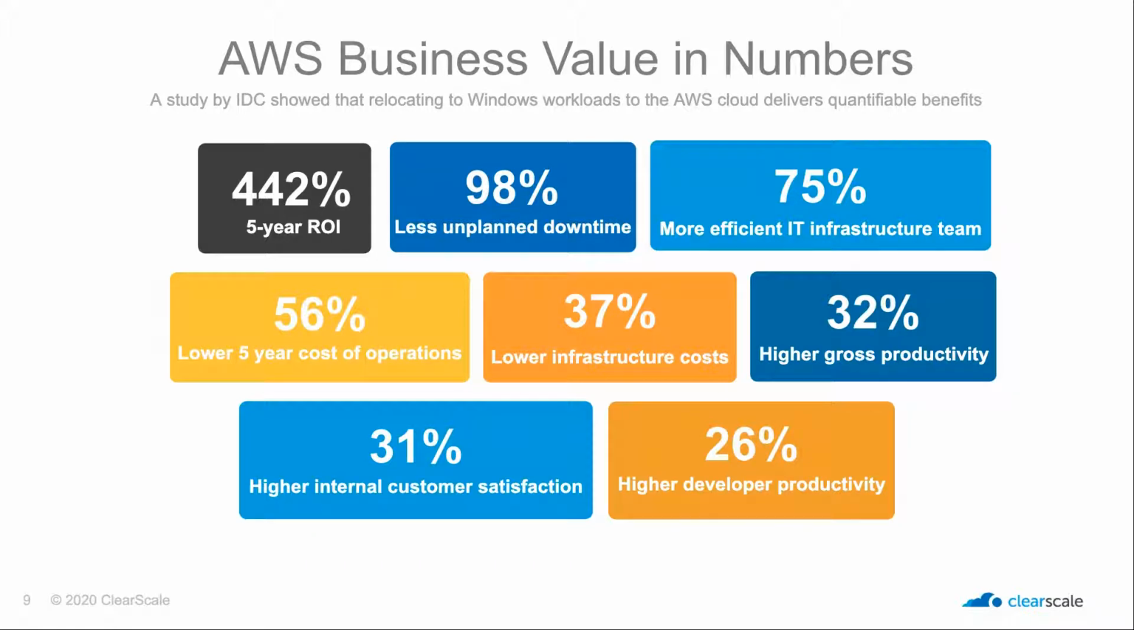With that, you get 56% lower 5-year cost of operations, 37% lower infrastructure costs, with 32% higher gross productivity. That productivity was analyzed from 900 employees using Windows workloads running on AWS. Then you have 31% higher internal customer satisfaction and 26% higher developer productivity using AWS's tools.